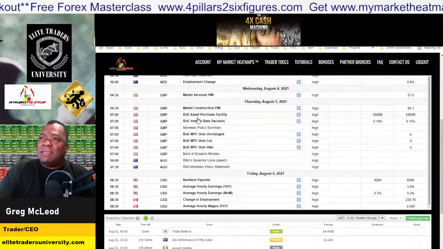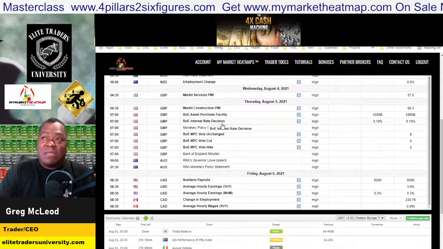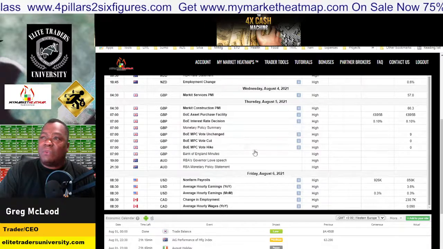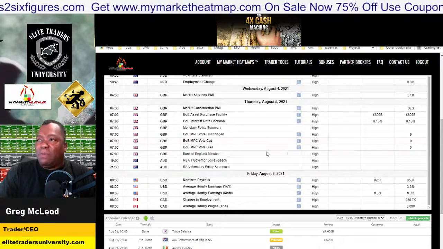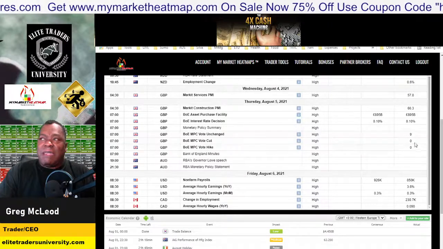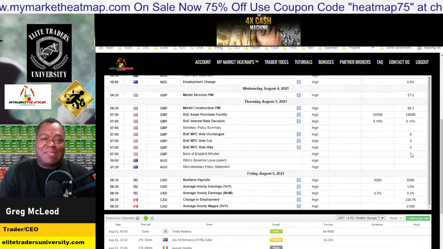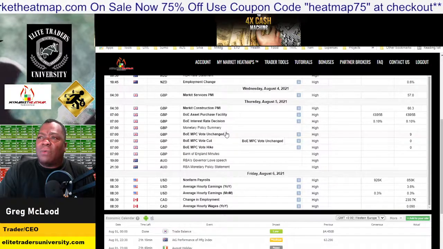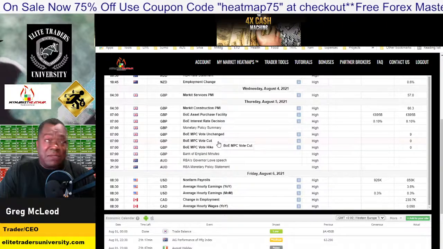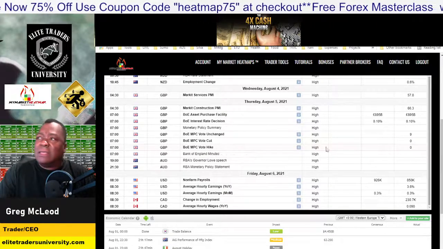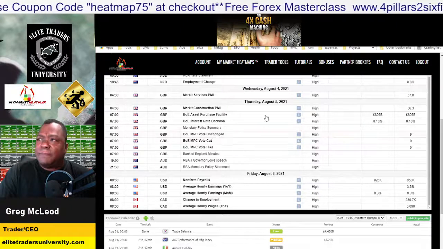You're going to have the BOE asset purchase facility, then a Bank of England rate decision, and then the votes for how many people will vote for a cut, how many will vote for a hike. It'll probably be 9-0-0, which is a weird score. It's like three teams playing against each other. No. So they have three votes. One vote is either to keep rates unchanged, a vote to cut, and a vote to hike. So looks like we might have a unanimous unchanged, right?